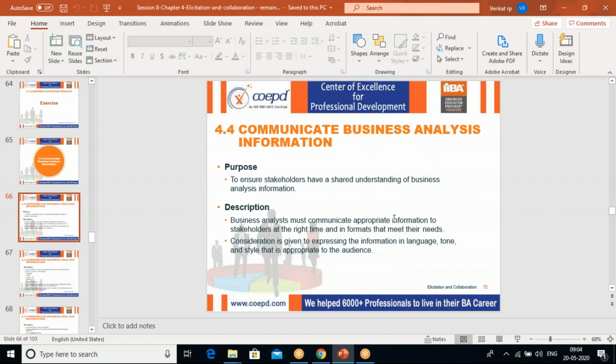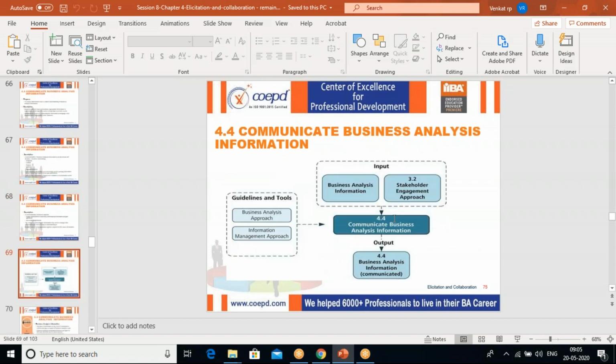Now, business analysis information. Let me first open up this diagram for you because you can connect it with it. Okay, communicate business analysis information. This is very, very important. The inputs it is going to take are the business analysis information and the stakeholder engagement plan. Based on it, you are going to communicate this information, and the output is the business analysis information being communicated.